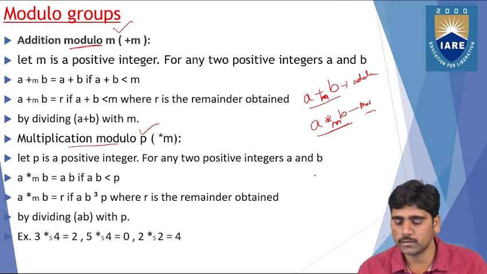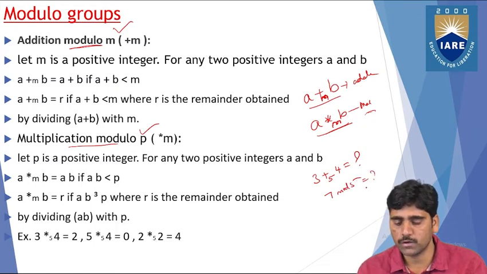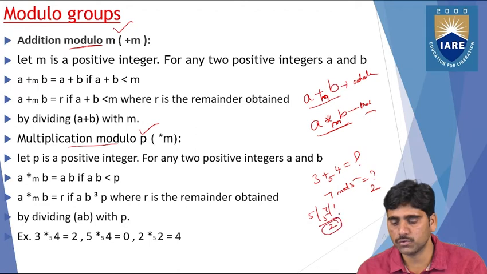If you take 3 plus with modulo value 5, 3 plus 4, what value will you get? 3 plus 4 is obviously 7. So what is 7 mod 5? 7 mod 5 is 2, because you divide 7 by 5: 5 ones are 5, and 7 minus 5 is 2. So you will get 2. That is how you can perform addition modulo.